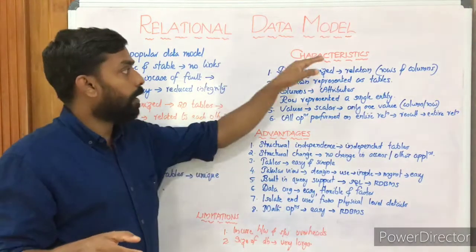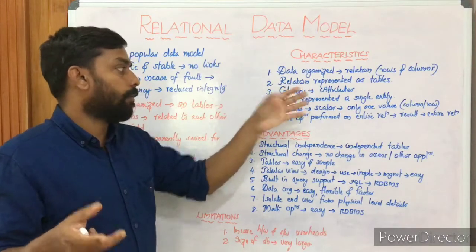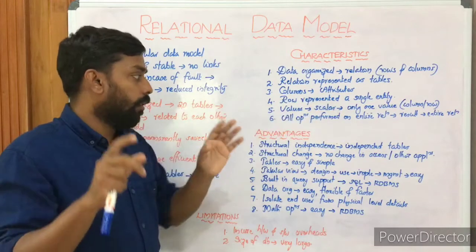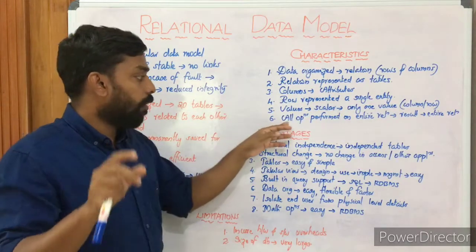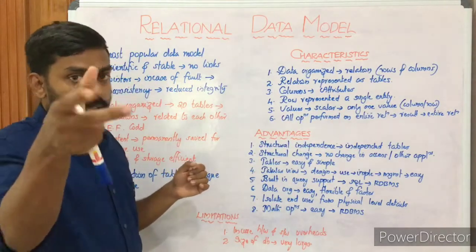A unique name must be there. Then characteristics: data is organized in relations, rows and columns. A relation is represented as a table, columns are also called attributes, and a row represents a single entity. Values are scalar, only one value permitted for a single column or row. All operations performed on an entire relation result in an entire relation.